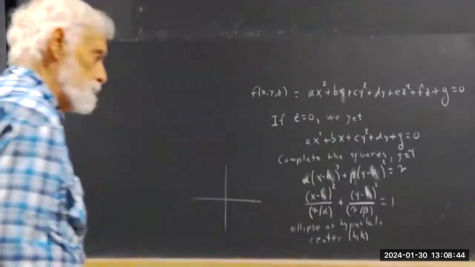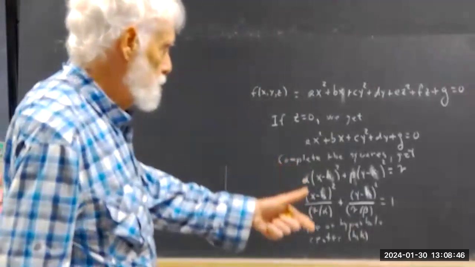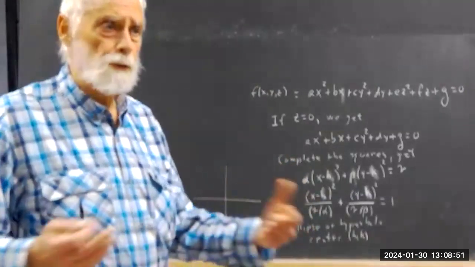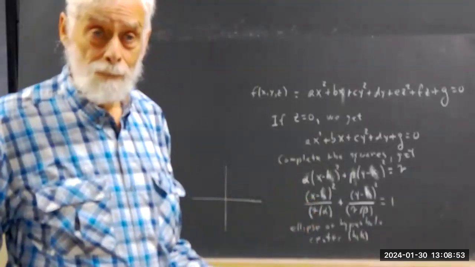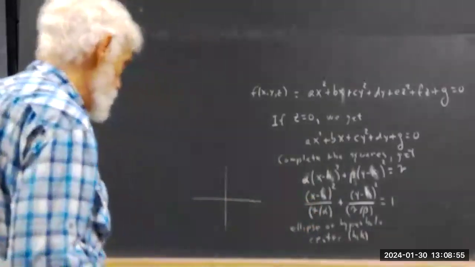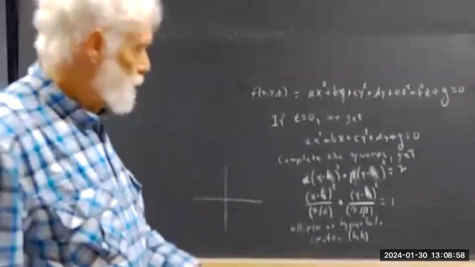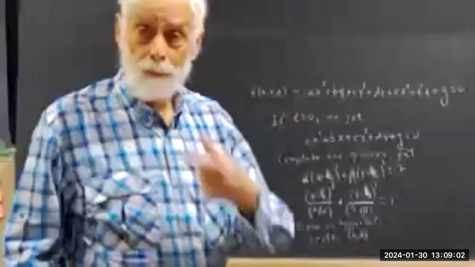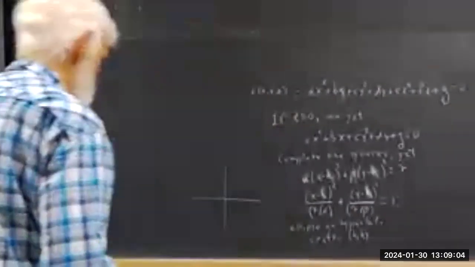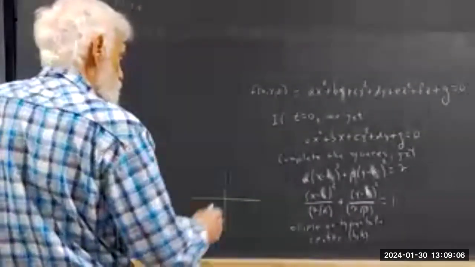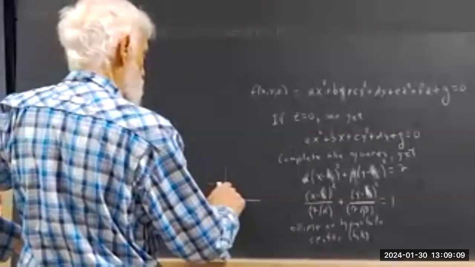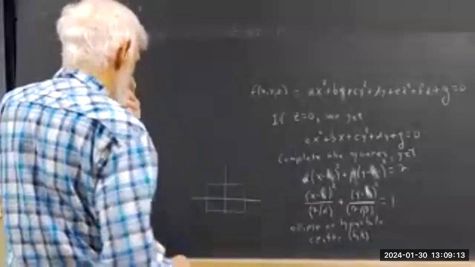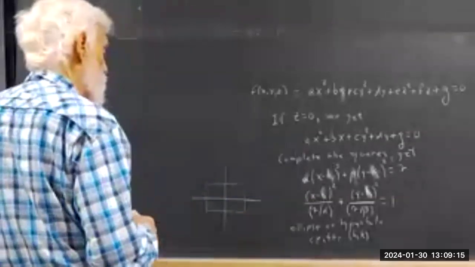Let's assume that H and K are both 0, because that'll be the case for most of the quadratic surfaces you see. And if you can do the quadratic surfaces where H and K are both 0, then you can shift it anywhere you want to. What we're going to get would be one of 3 possible things.